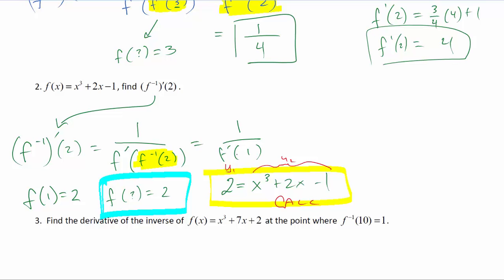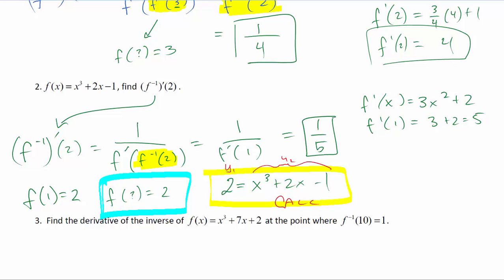And now in order to find f prime of 1, I have to find the derivative just like in problem number 1. So f prime of x, using the power rule again, will be 3x squared plus 2. f prime of 1 equals 3 plus 2, which equals 5. So the answer is 1/5.